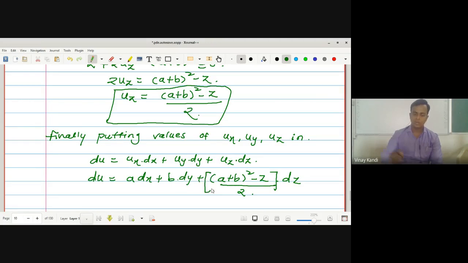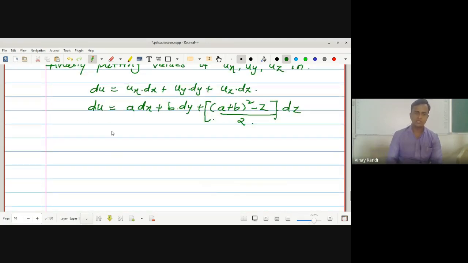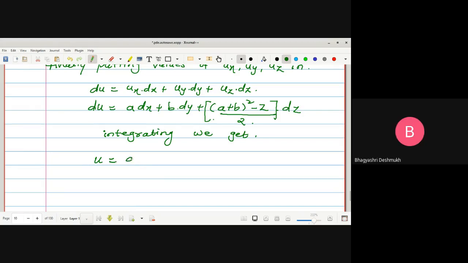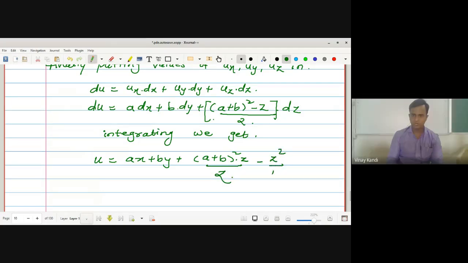Okay, now integrate this equation. Now tell me the integration of this one. Integrating, we get, what is the integration of this one? u is equal to ax plus by plus a plus b square z upon 2 minus z square upon 4. Very good. Plus c, integration constant.